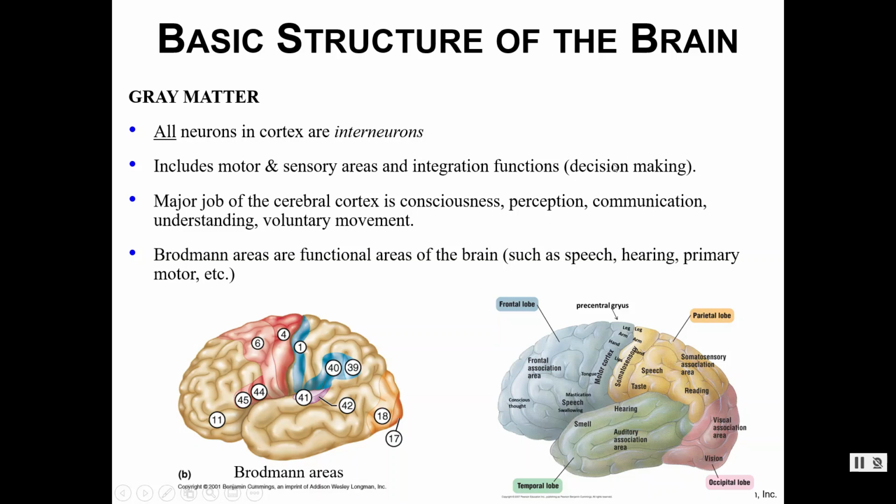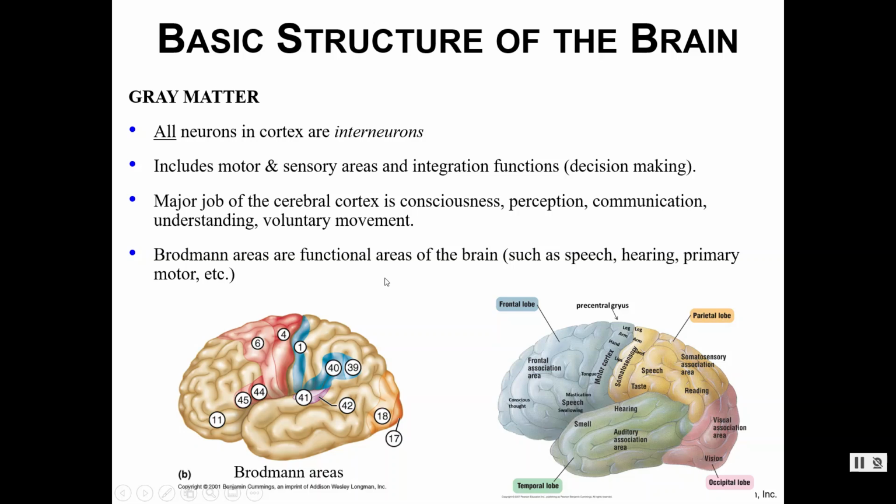The other major jobs of your cerebral cortex, besides movement, is, again, this is where we get our consciousness, perception, communication, understanding. All the things that we associate with being human. That all happens in your cortex. But then we do have voluntary movement occurring here as well.